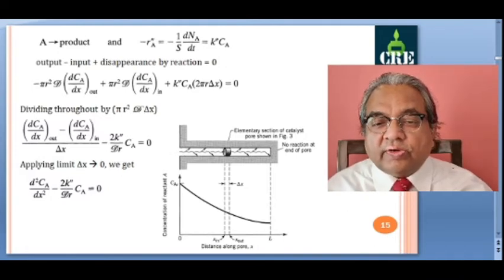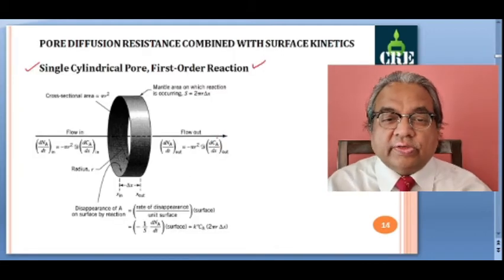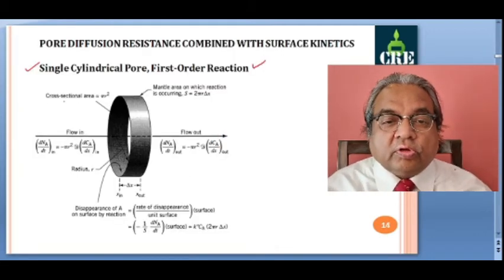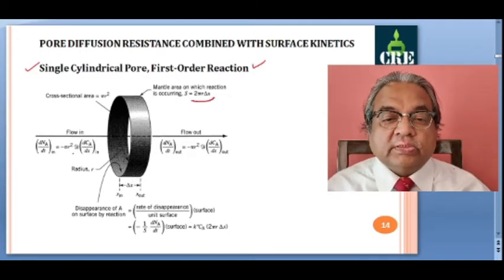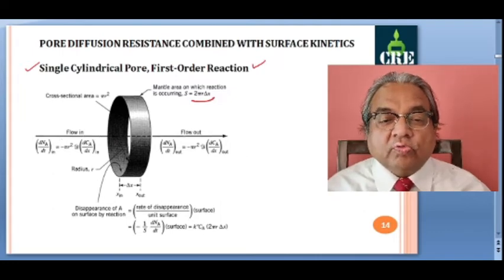So this is equivalent to one single pore, and this small section of thickness delta x. This element of volume we are considering here. The cross sectional area is pi r square. This surface area is 2 pi r delta x, because delta x is this thickness and 2 pi r is the circumference. So you have something entering and leaving, flow in and flow out.